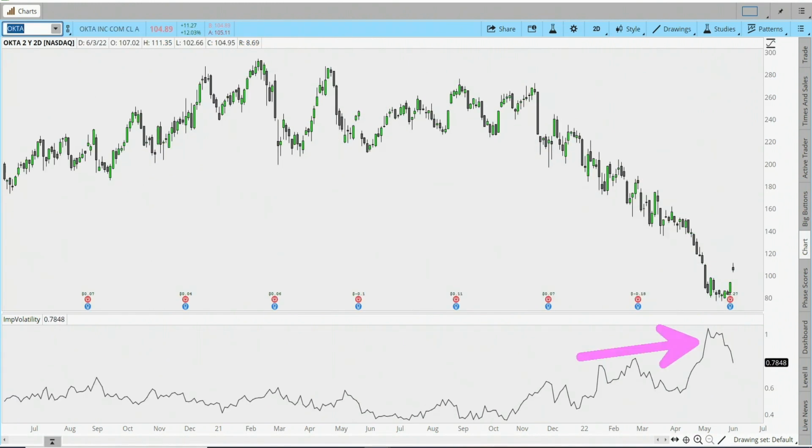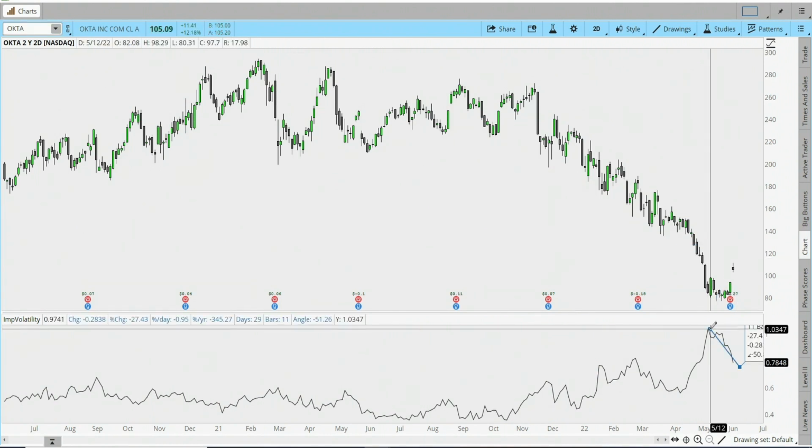Here we are with high implied volatility right before earnings release and a downward market, big pop to the upside in the tune of 50% as implied volatility fell off 30.